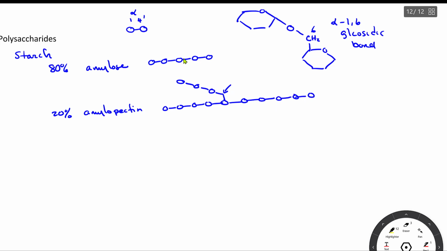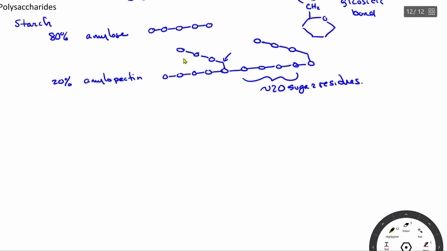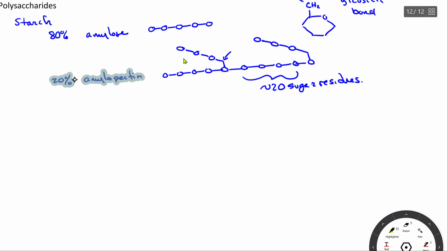And then every, let's say 20 or so, books vary on what they say, you'll have another branch like this. I'm showing just this one chain, but this would be approximately 20 sugar residues. There'll be a branch that comes off, and then every 20 or so residues, there's a branch that comes off of there. So if I'm drawing, this is not, this is amylopectin. Sorry, I shouldn't have done that.